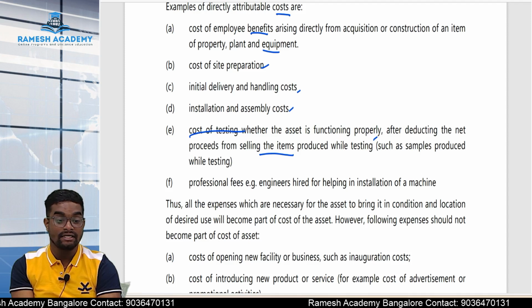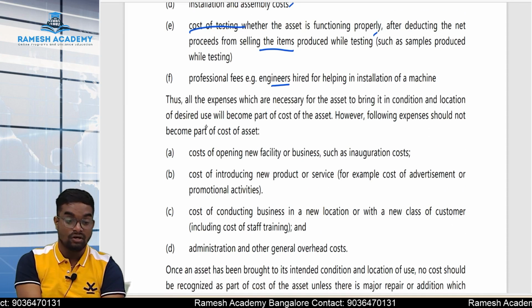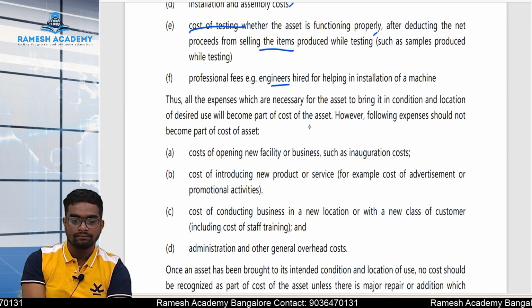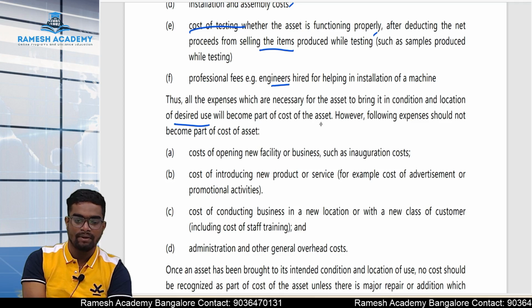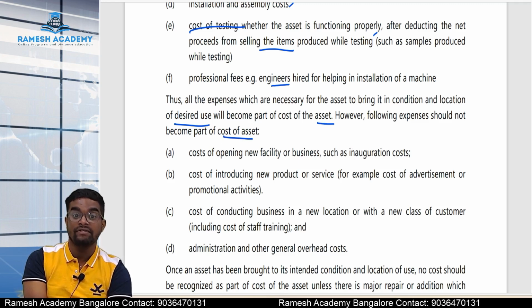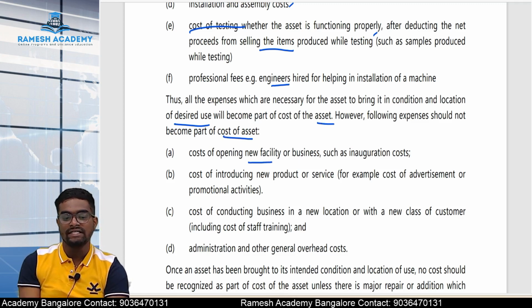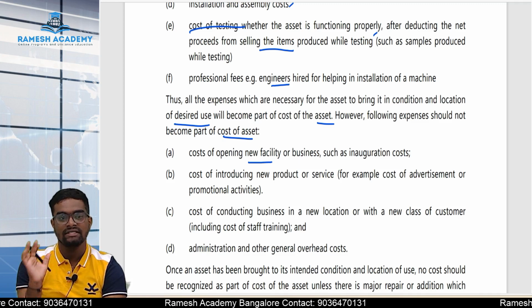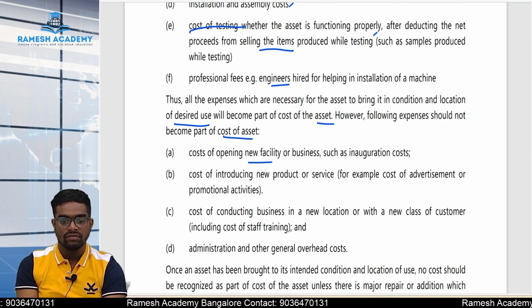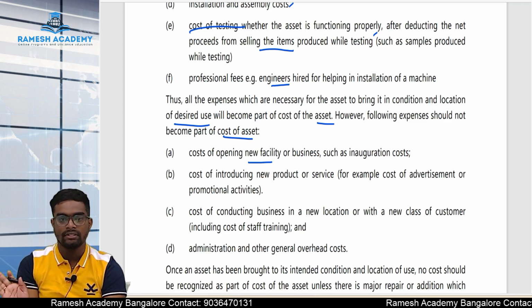So after deducting the net proceeds from selling the items produced while testing, professional fees, which is the engineers hired for helping the installation. Thus all the expenses which are necessary to bring the asset to the condition and location of the desired use will become part of the cost of the asset. However, the following expenses should not become part of the cost. Which ones? Cost of opening a new facility or business, such as inauguration cost. So if you do an inauguration of a new building, don't add it, it is an expense. Cost of introducing a new product or service, for example cost of advertisement, promotional activities, whatever you do, don't add it.